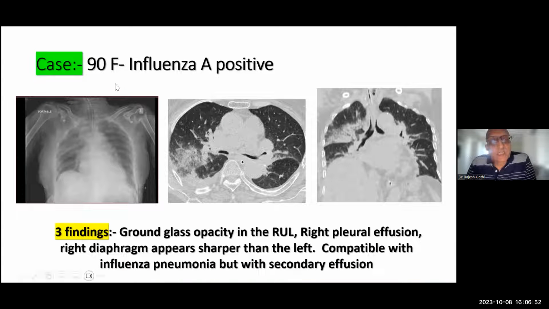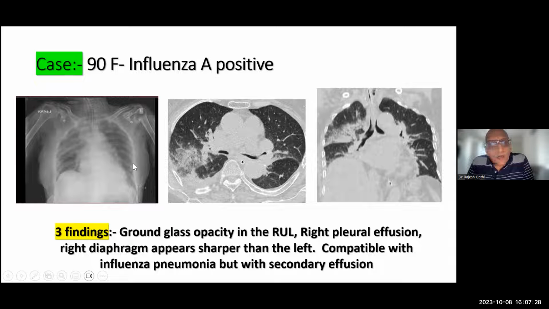There's another case now. 90-year-old female, influenza A positive. Here's the chest X-ray. The cardiac silhouette, I don't call it the cardiac shadow, I call it the cardiac silhouette, is prominent. The lung fields are hazy. In the CT scan, you can see that there is ground glass haze here in the right upper lobe. The lower lobe shows an area of consolidation, and there is some amount of ground glass haze in the left upper lobe also, which you can see here in the coronal sections.